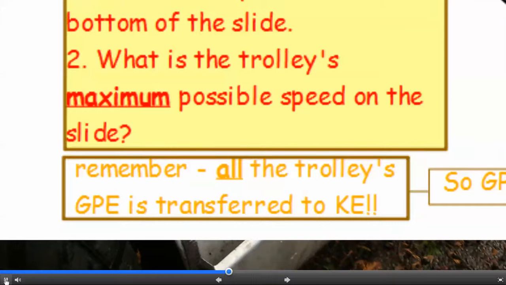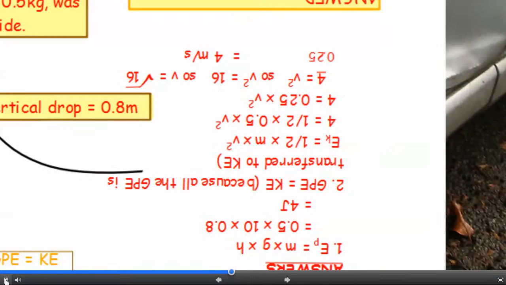The first thing to remember is that once the trolley is released down the slide, all its GPE is transferred to KE. So this means that GPE equals KE. So you'll find the answers here. Pause the video and have a go.